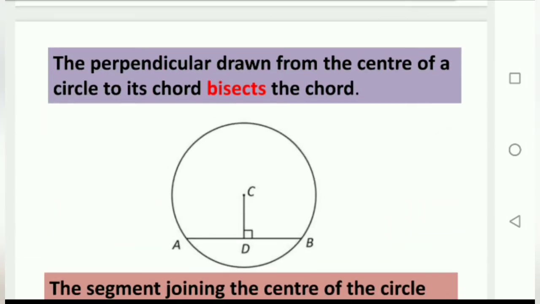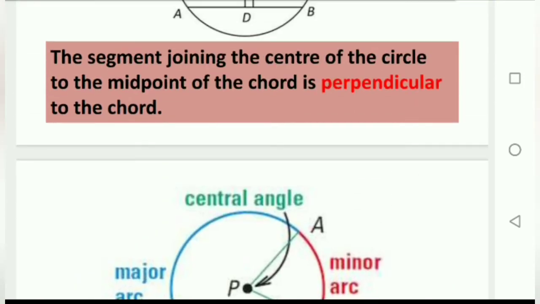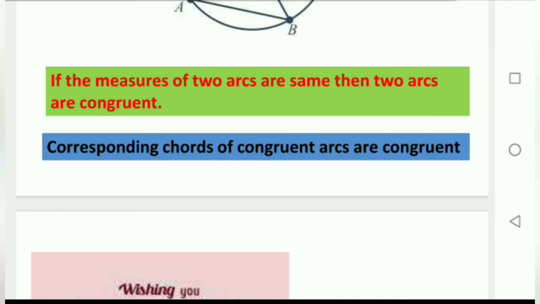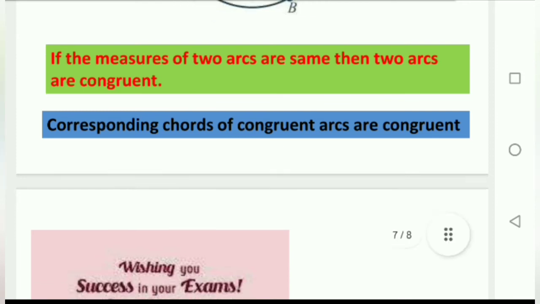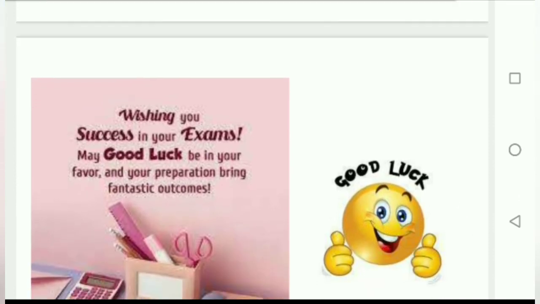First two are these two. The perpendicular drawn from the center of a circle to its chord bisects the chord. The segment joining the center of a circle to the midpoint of its chord is perpendicular to the chord. Then if the measures of two arcs are the same, then the two arcs are congruent. And the last one is chords of congruent arcs are congruent to each other. So with this, we have finished the revision of chapter 17, students.